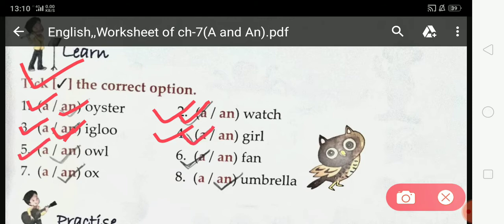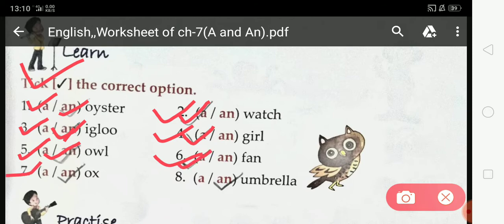Fifth, owl. In owl, O is a vowel, so you have to add AN before owl. So students, you have to take AN. Sixth, fan. In fan, F is a consonant, so students, you have to take A.